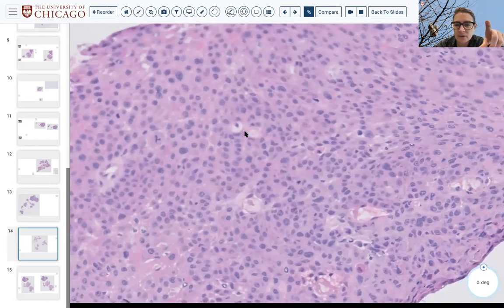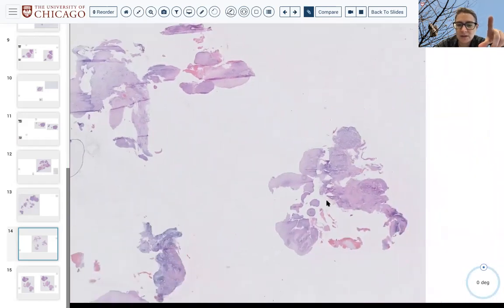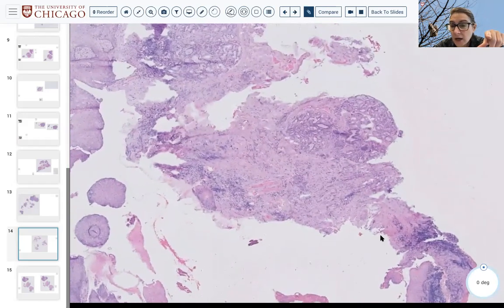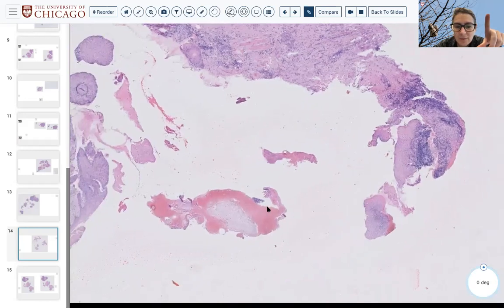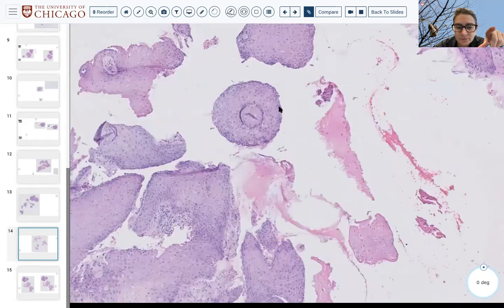There's a nice tripolar mitosis, all right? So this is a keratinizing carcinoma. So this is not HPV related, all right? But you've got to look hard, right? Don't forget that there are multiple pieces of tissue and the tumor's not on all of them. It's only on some of them, okay?